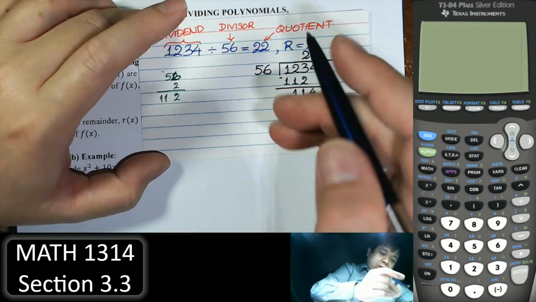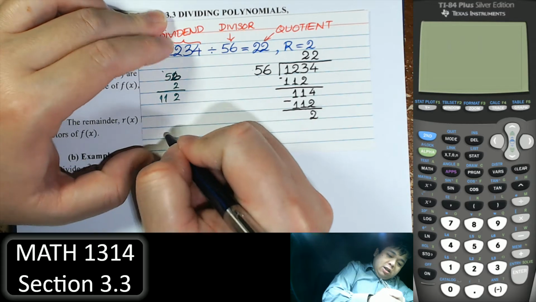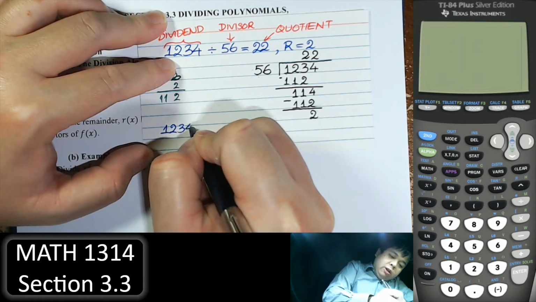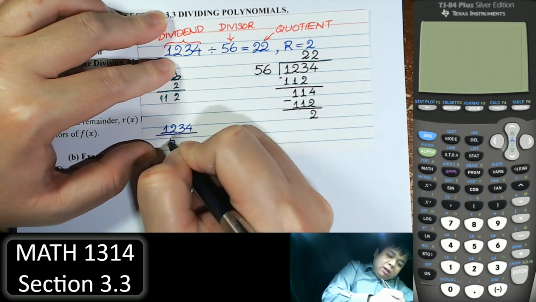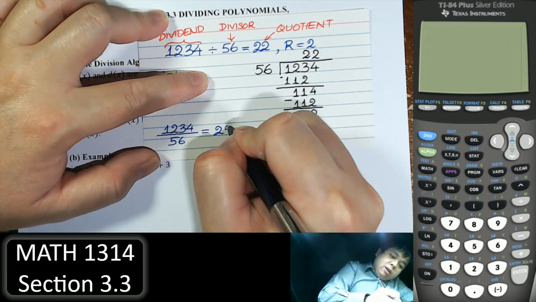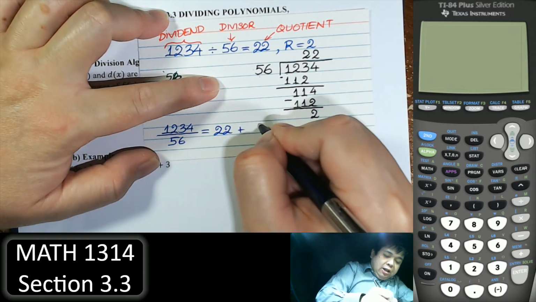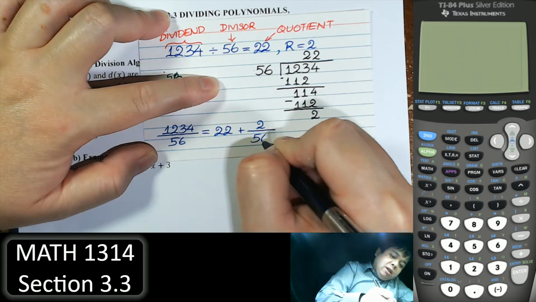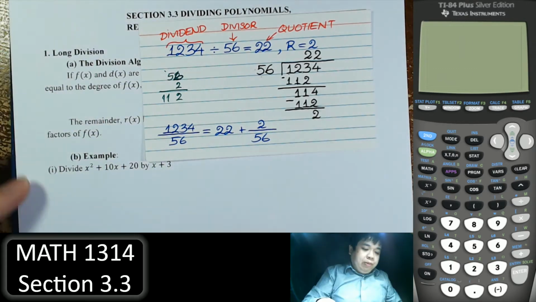Right, and we can write it like this as well. 1234 divided by 56 is equal to 22, and then there will be a 2 remaining on top of 56, so we can write it like this as well.